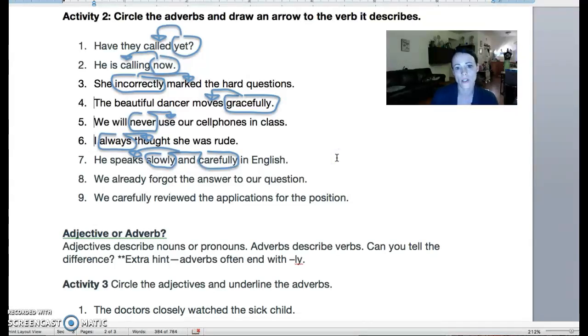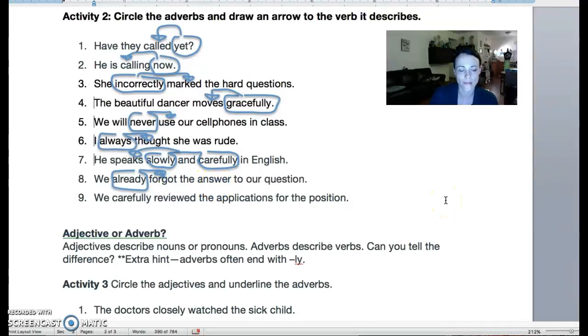Number 8. Where is our adverb? We already forgot the answer to our question. All right, what verb is it describing? It's describing forgot. When did we forget? We already forgot.